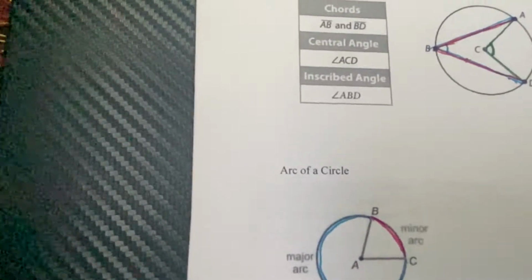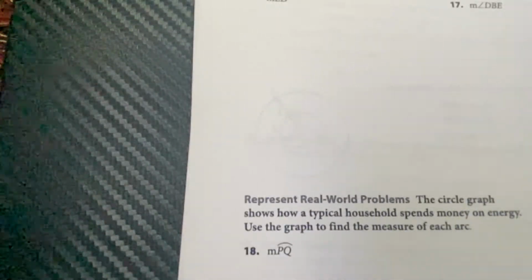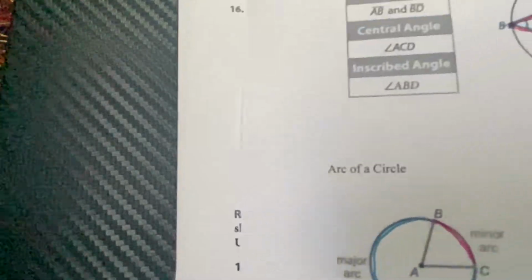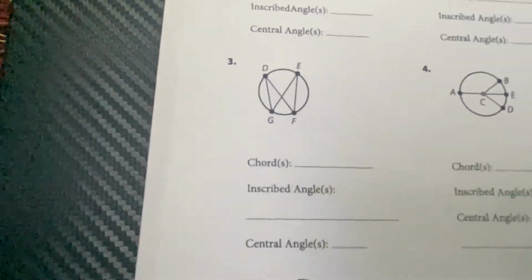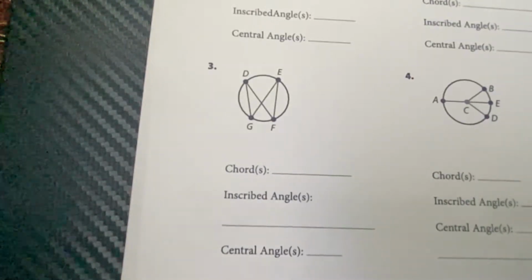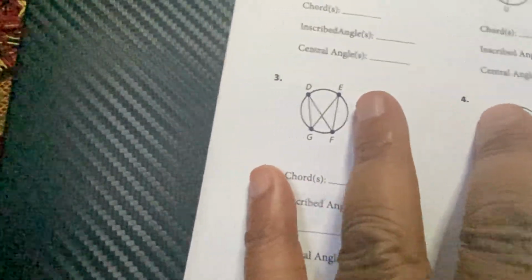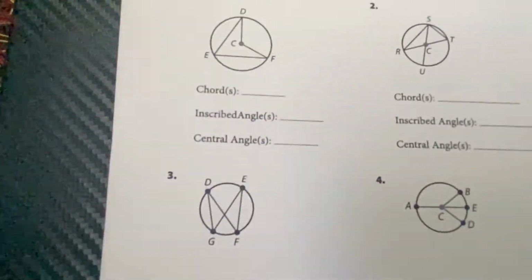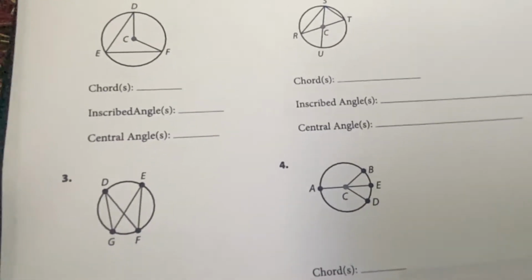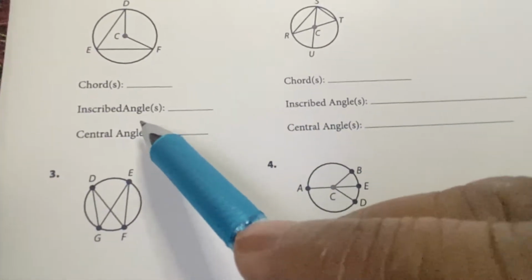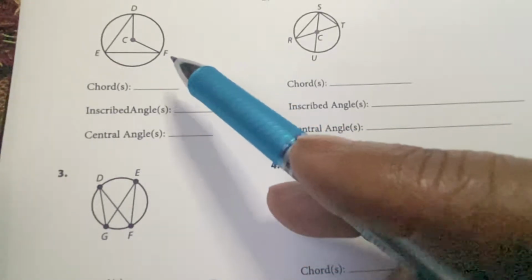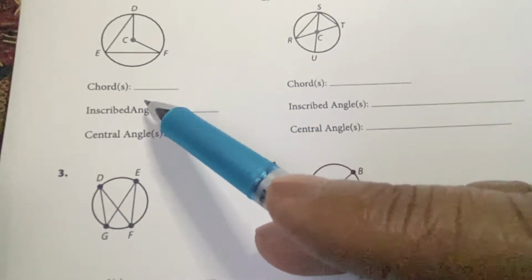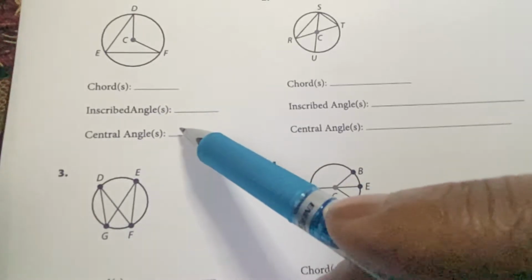All right, so let's look at some examples of central angles and inscribed angles. When we look, we have 4 diagrams. In the 4 diagrams, we have the components: chords, inscribed angles, and central angles. This particular activity wants us to identify a chord, identify the inscribed angle, and identify the central angle.